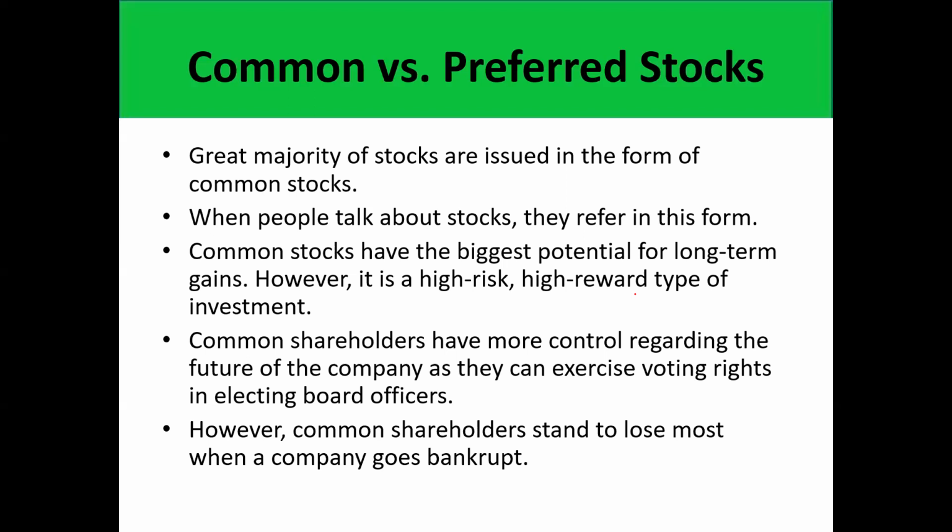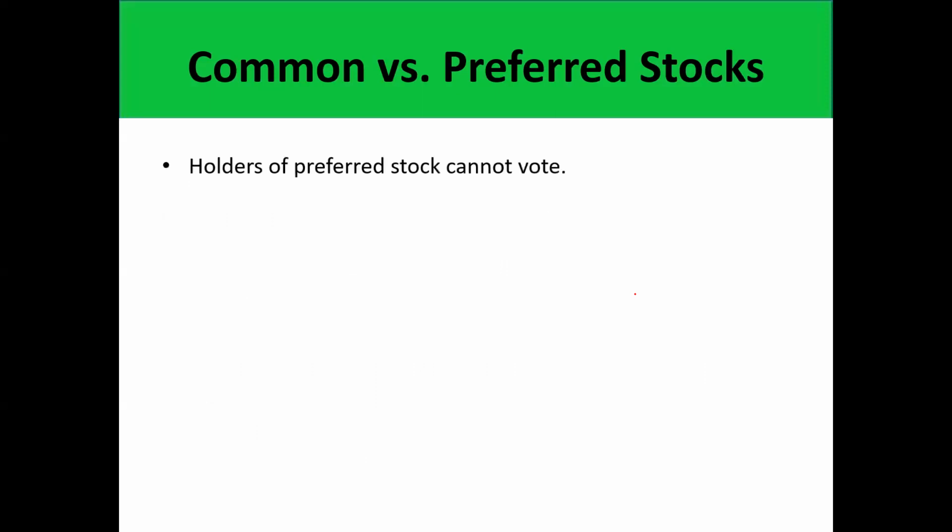However, common shareholders stand to lose the most when a company goes bankrupt. It is because the company would pay the creditors first. If the company owes another company or some group of people, those are the creditors. And then the company should also pay the buyers of preferred stocks first before they pay the common shareholders.